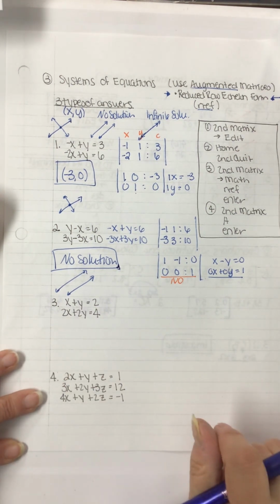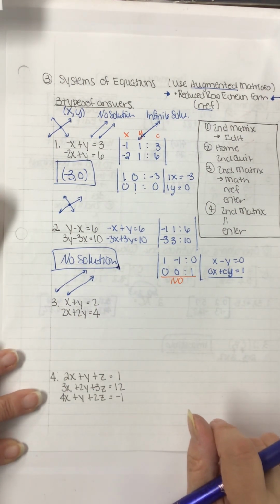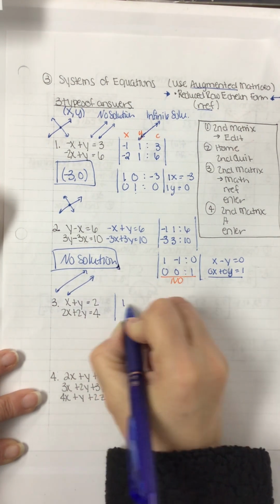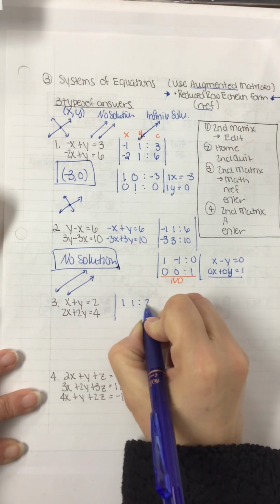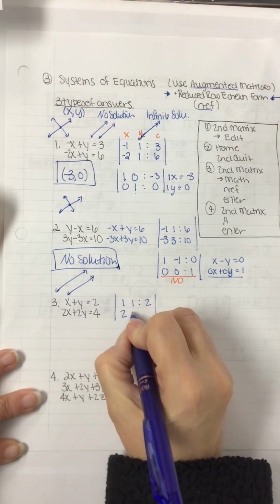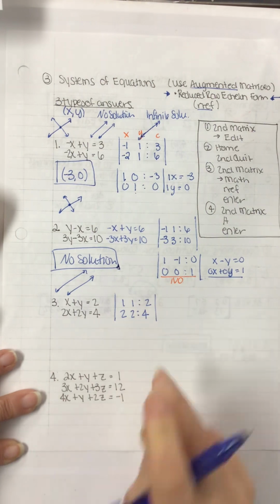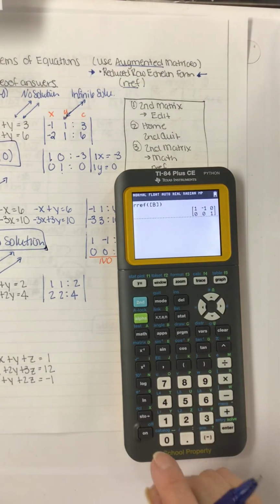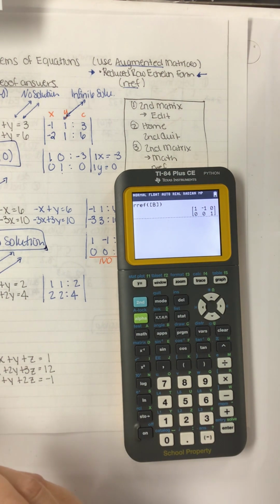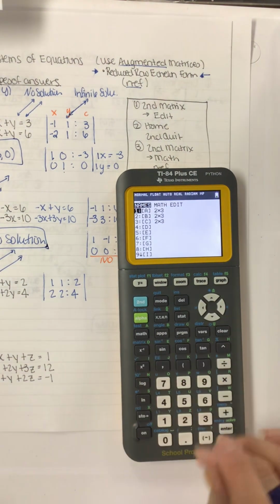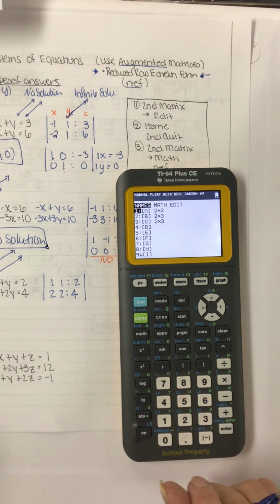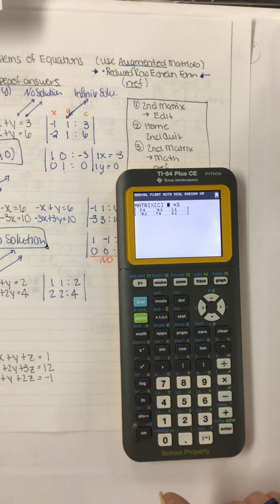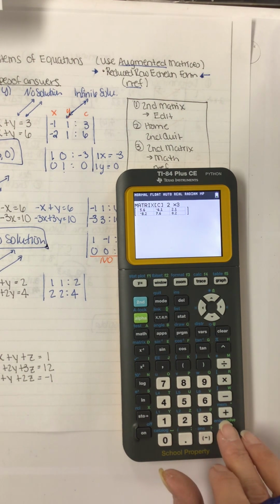All right, 3. They're in the right form, aren't they? So I would have 1, 1, and 2. 2, 2, and 4. Everybody agree with that? What do? Second matrix. And I want to store it somewhere, right? So I go over to edit to store it. I'm going to store it in 3. This is a 2 by 3.